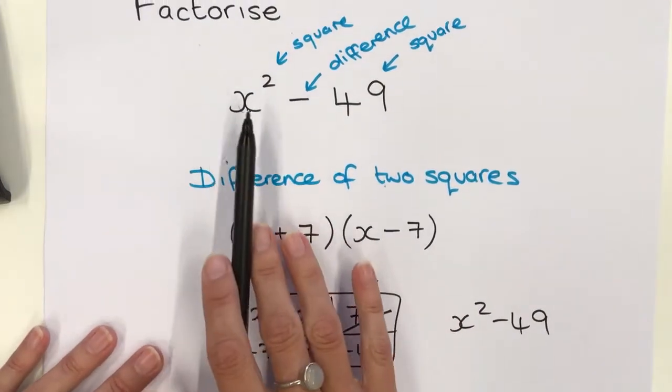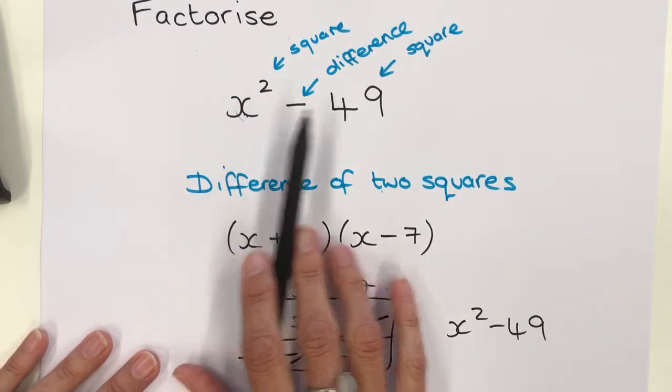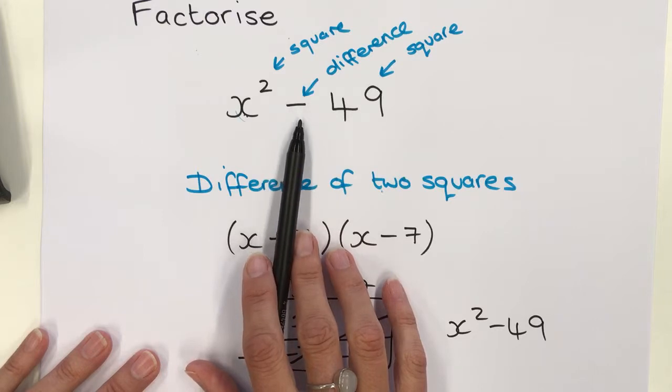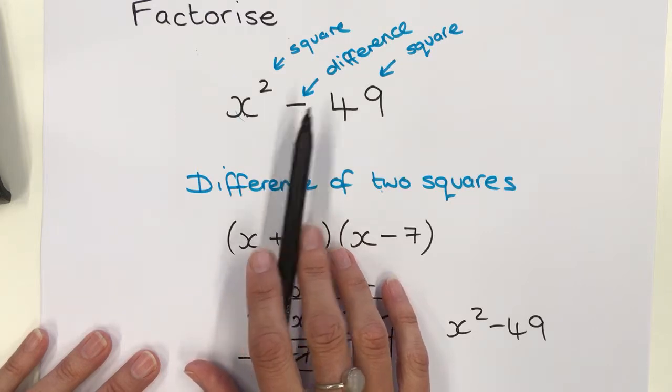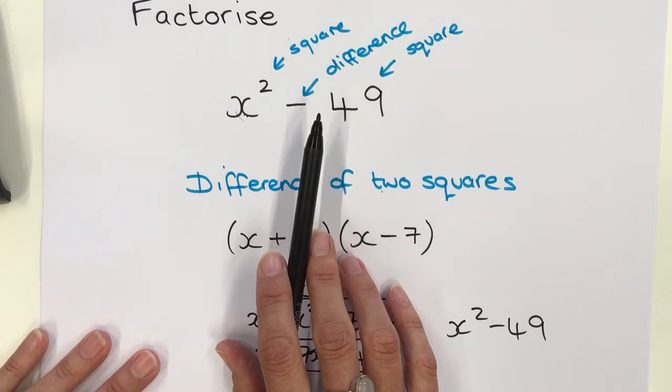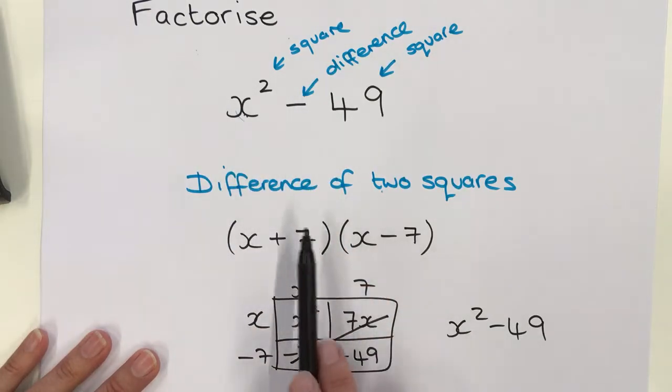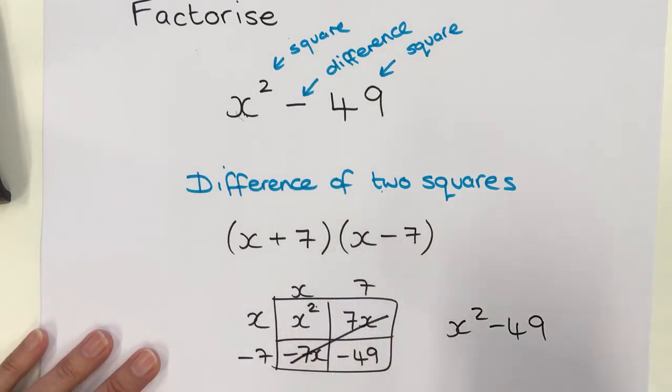So when we have the criteria of a square and a square with a subtraction sign in the middle, meaning difference, we have the difference of two squares, and it's very easy to factorize.